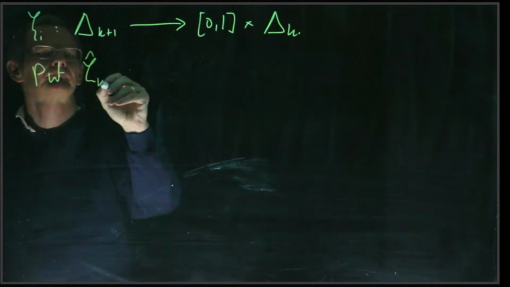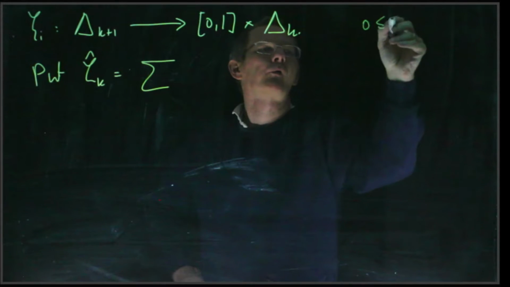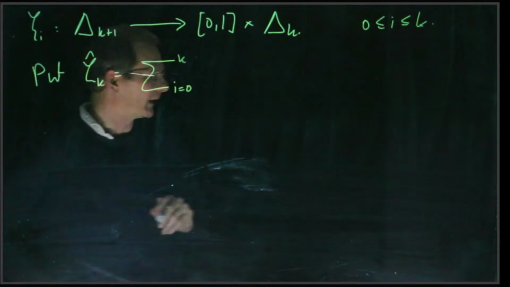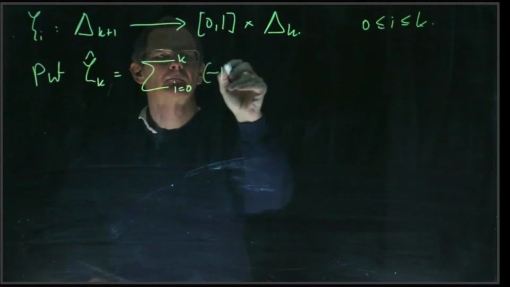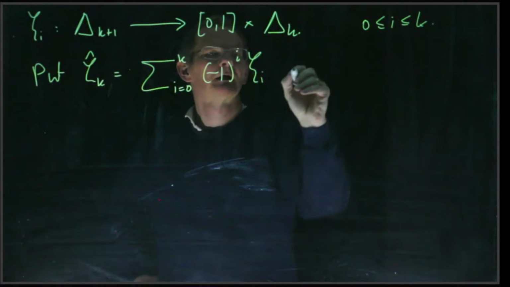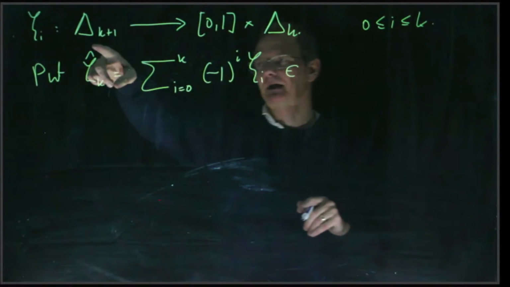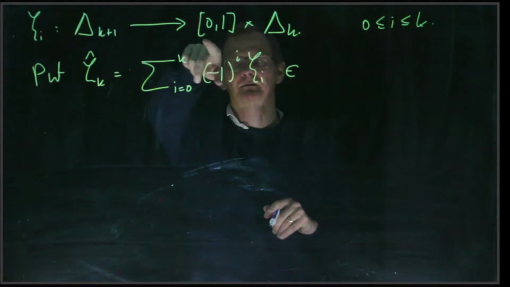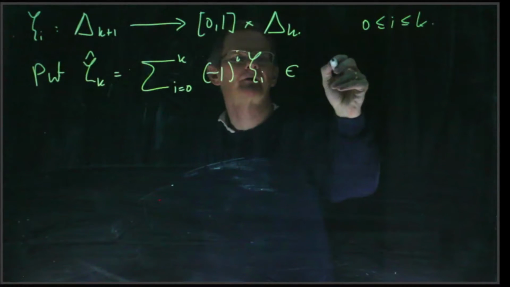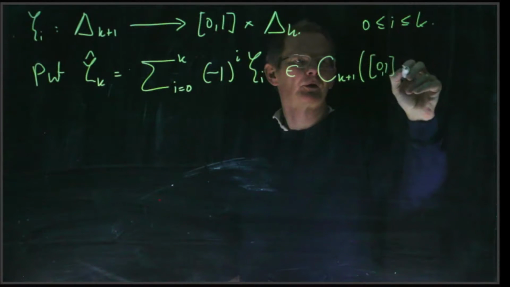zeta hat k is the sum. So this was defined only from i running from 0 to k. So here we take a sum from i from 0 to k, and we put in a sign, -1 to the power i, multiplied by this zeta i. This is an element of C_{k+1} of this product, and so when we take this alternating sum of terms, this is still an element of C_{k+1} of this product [0,1] cross delta k.